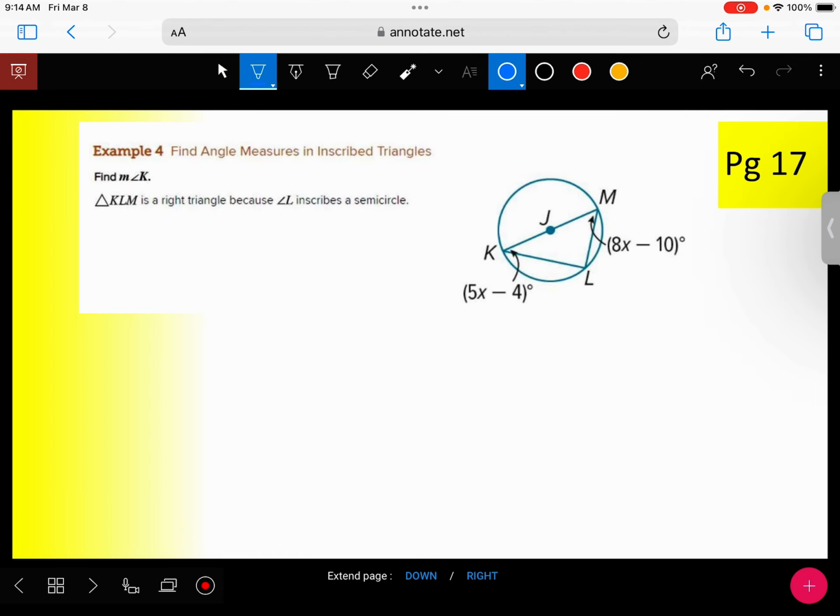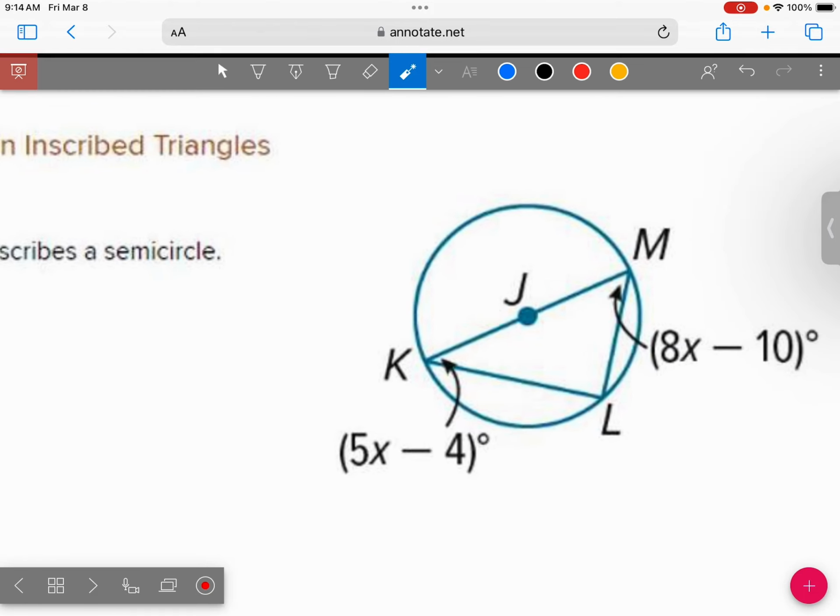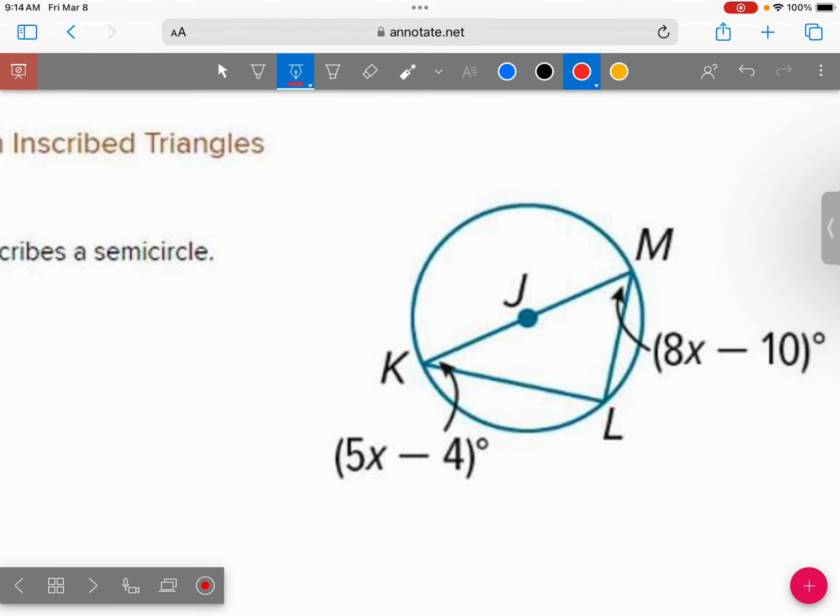So when we look at this question here, we have to write our equation. So what do we know about the measurement of this angle right here? What did we just say? What's the measurement of this angle? Angle L is equal to what? 90 degrees. So we can actually, here, let me zoom in, we can actually put 90 degrees right here.